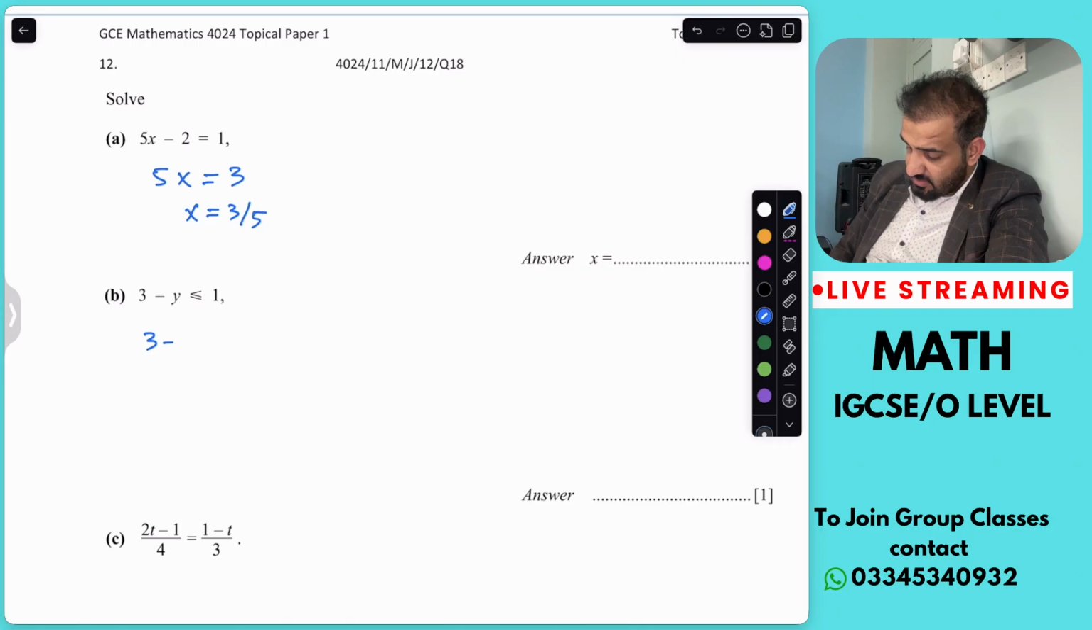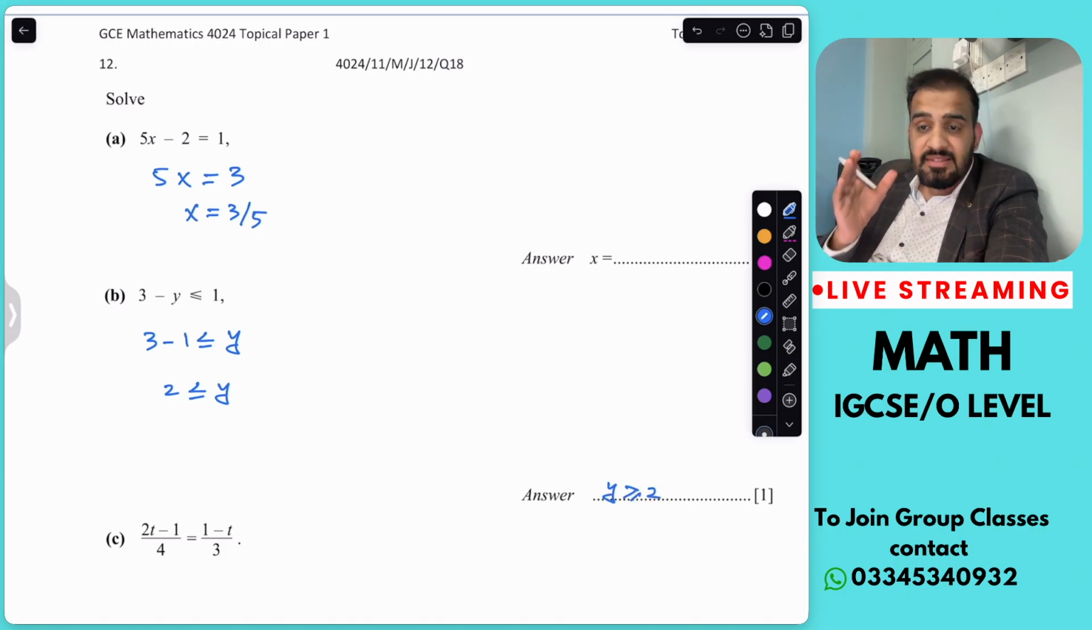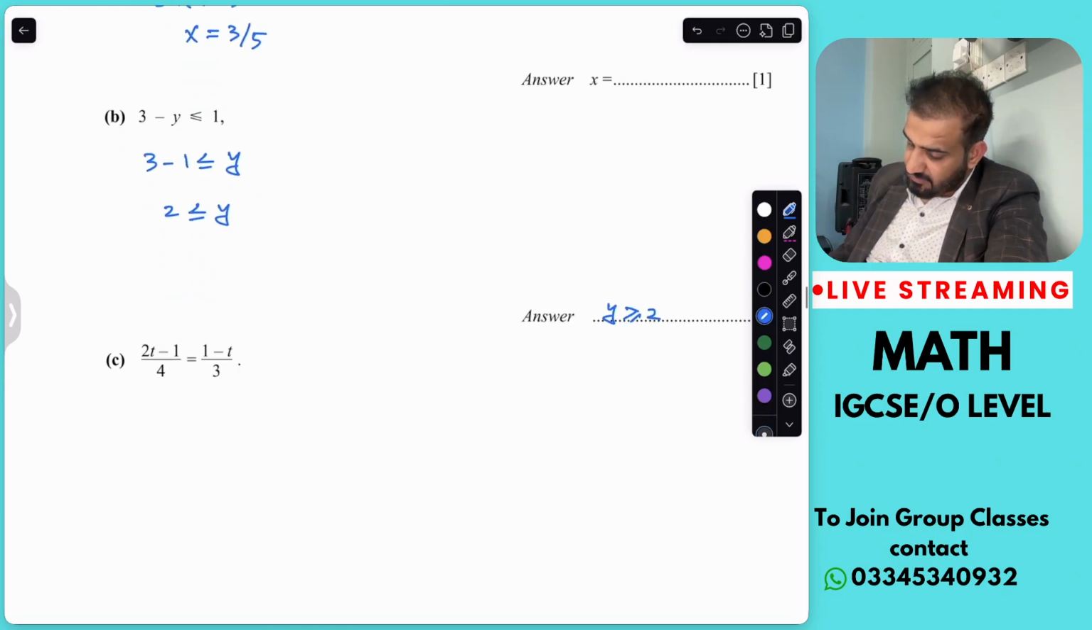3 minus 1 less than or equal to y. 2 less than or equal to y, but you will write y greater than or equal to 2. Try to write always x or y on the left side in inequalities answers.